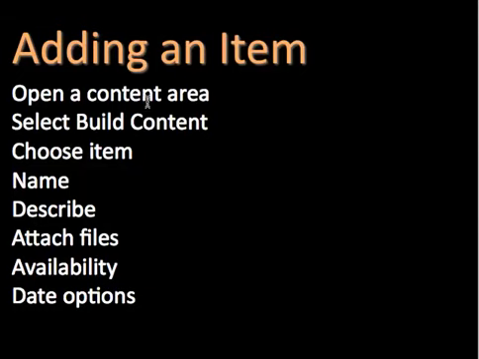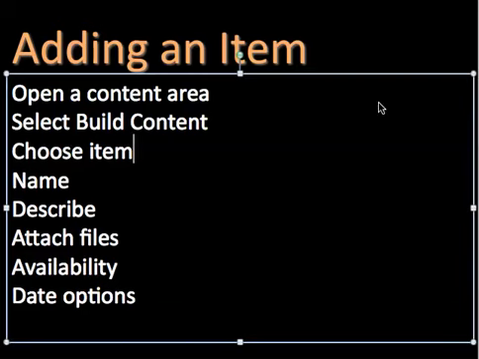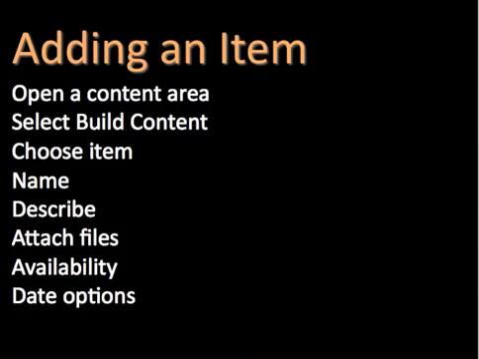And again, I was in a content area. I selected the button that says Build Content, and from that list I chose Item. I had to name it. I chose to describe it in the text area. I could, in that description, put images and other items. Attaching files is optional. The availability is optional, and in the availability you have date options.